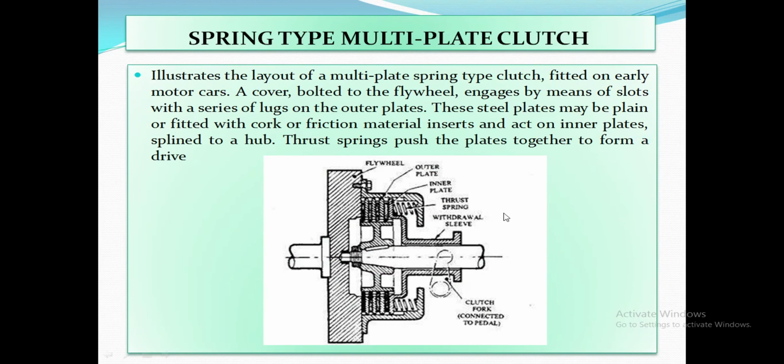This is a schematic diagram of a spring type multiplate clutch. This figure illustrates the layout of a multiplate spring type clutch fitted on early motor cars. A cover bolted to the flywheel engages by means of slots with a series of lugs on the outer plates. These steel plates may be plain or fitted with cork or friction material inserts and act on inner plates, splined to a hub. Thrust springs push the plates together to form a drive.